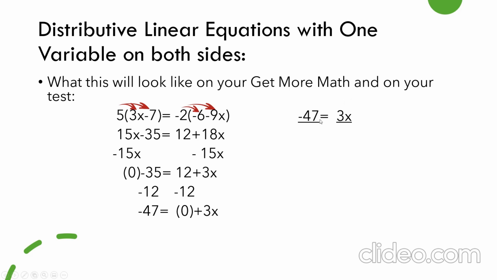We have negative 47 is equal to 3x, and it's 3 times x. So we're trying to get a single variable. So the opposite of multiplying times 3 is to divide by 3, leaving us with negative 47 over 3 is equal to 1x. Again, traditionally, we put the x on the left-hand side of the equal sign. So our final answer is going to be x is equal to negative 47 thirds.